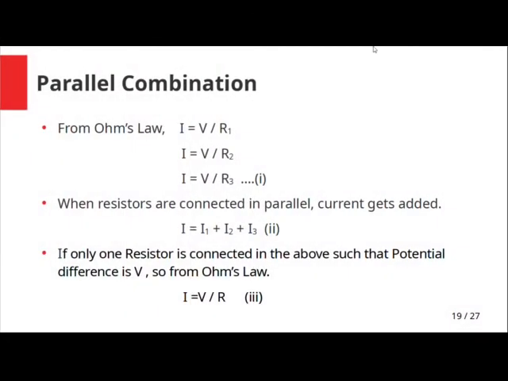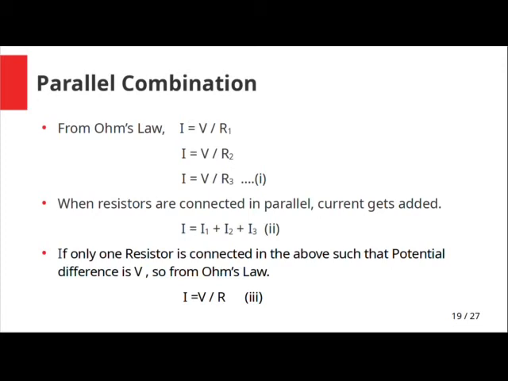From Ohm's law, I equals V upon R1, I equals V upon R2, and I equals V upon R3. It is taken as equation first. Then when resistors are connected in parallel, current gets added. Then I equals I1 plus I2 plus I3 is taken as equation second.